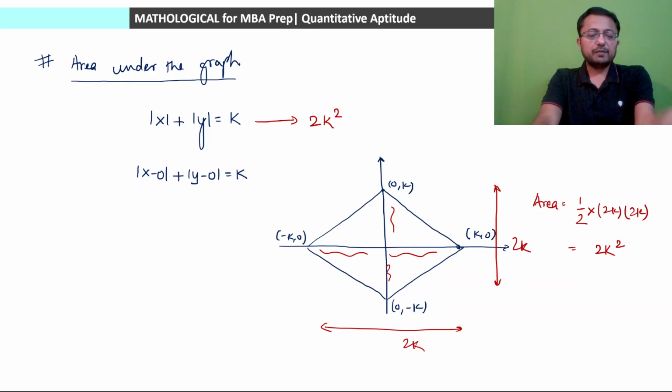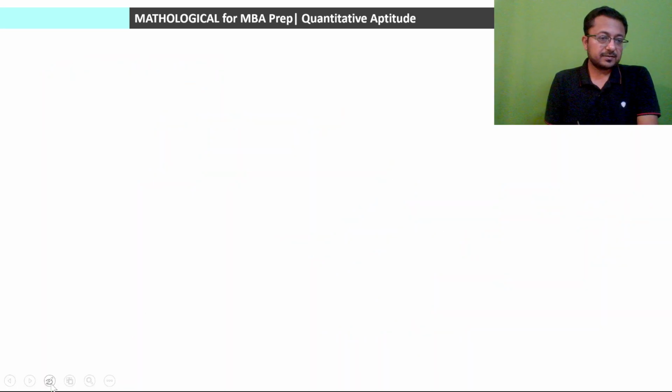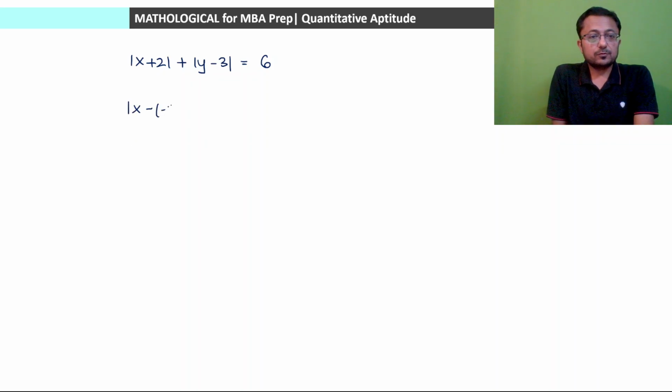Now let us slightly modify this. So let us say you have another graph, that is, mod of x plus 2 plus mod of y minus 3, and this is equal to 6. Now in this case, mod of x plus 2 is the same as mod of x minus minus 2, or basically the distance of x from minus 2, plus mod of y minus 3, which is the distance of y from 3, and the sum of these two distances is equal to 6.